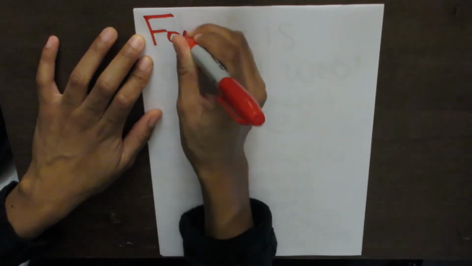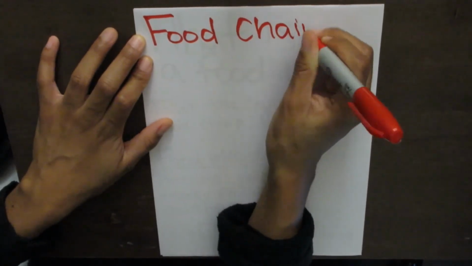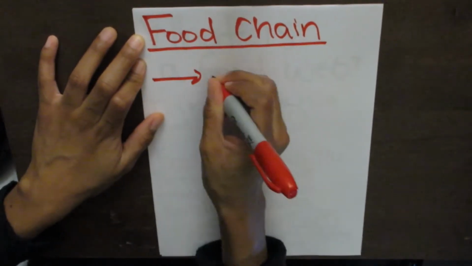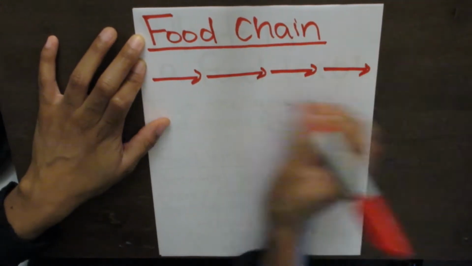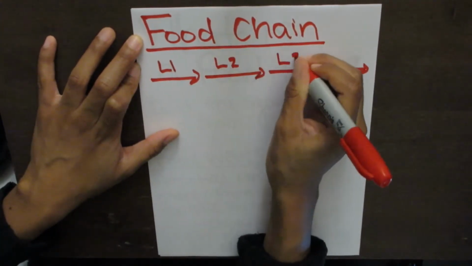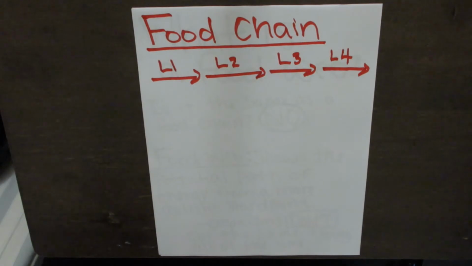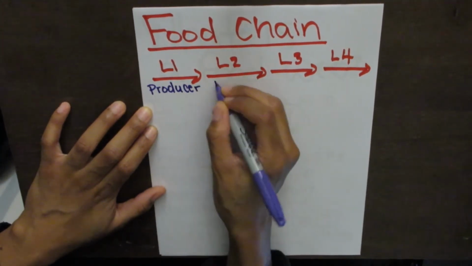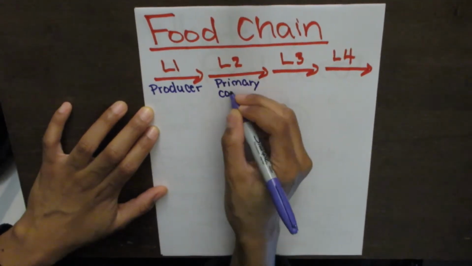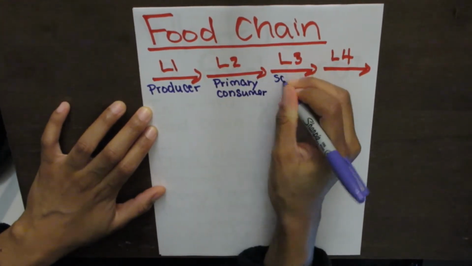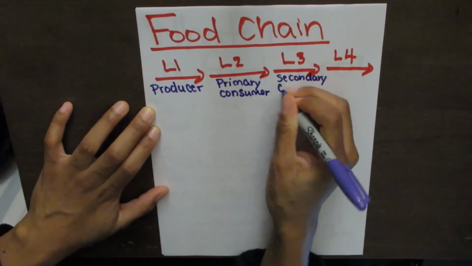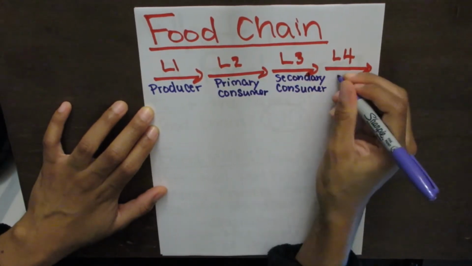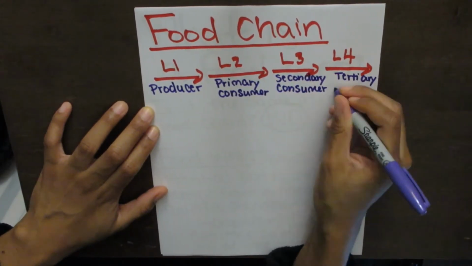I'm going to show this to you guys today in two different drawings. Well, I'm getting a little ahead of myself. I moved one page too fast. So I'm going to show you guys the difference first between a food chain and a food web with a drawing. So this is our food chain. We have level 1, level 2, level 3, level 4. We have our producer, our primary consumer, our secondary consumer, and then our tertiary consumer. So a food chain just goes straight across.